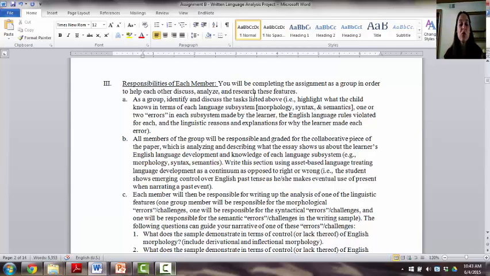Remember that all members of the group will be responsible and will be graded for the collaborative piece of the paper. So you will be getting a grade as a whole group. Some of you may not have 3 members in your group, you may have 2. In that case, what happens is that you will choose between morphology, syntax, and semantics. So that means that in your paper, you won't have one of the linguistic subsystems represented.